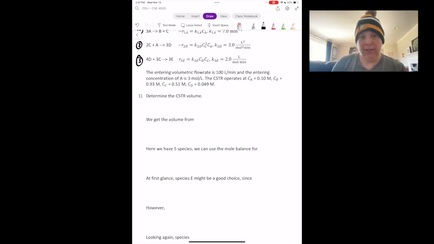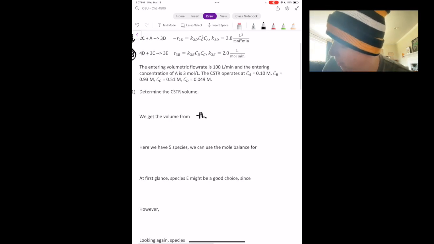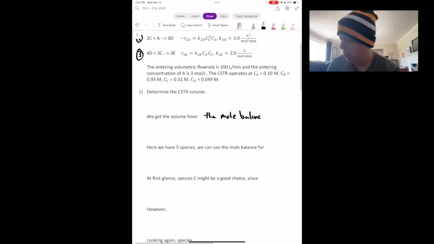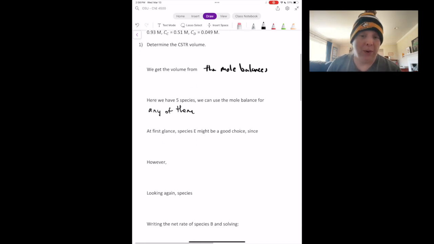So we get the CSTR volume by writing an equation, and that equation is going to be the mole balance. Here we have 5 species, and in fact we can use the mole balance of any of them to solve for the volume. So in this example, we have one unknown, that's volume, and so we only need one equation. So we can pick any mole balance. So let's pick one that's easy.